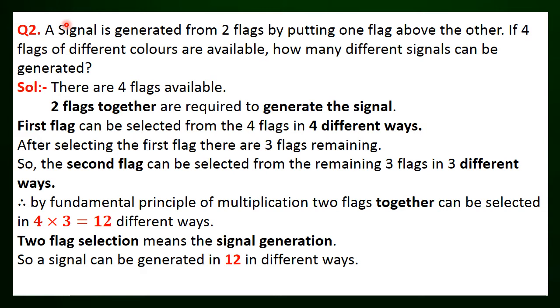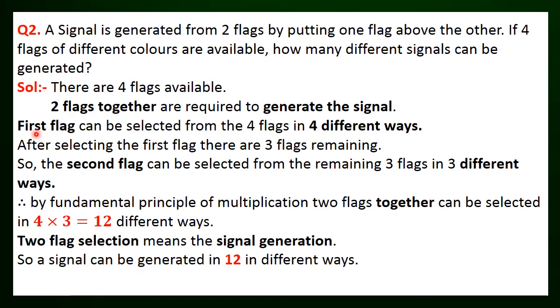Okay. Now we go to question number 2. A signal is generated from 2 flags by putting one flag above the other. If 4 flags of different colors are available, how many different signals can be generated? That is, for generating a signal, 2 flags are required, but there are 4 flags available. So let us see. There are 4 flags available, and 2 flags together are required to generate the signal. Now, how can we choose these 2 flags out of the 4 flags?